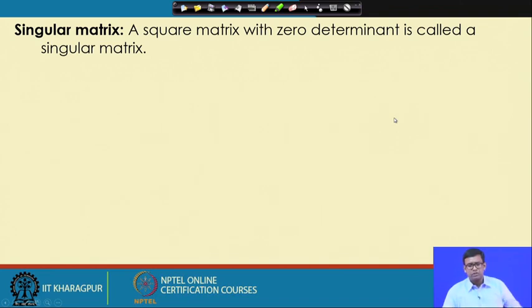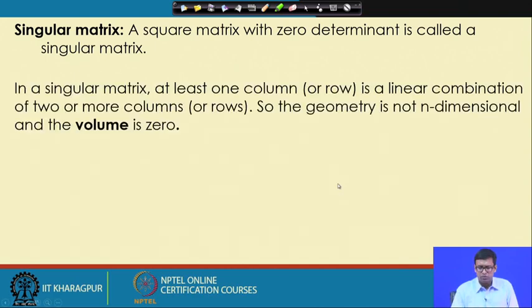A square matrix with 0 determinant is called a singular matrix. In a singular matrix, at least one of the columns or rows is a linear combination of 2 or more columns. So, it never encompasses that n dimensional space. For example, if I have two lines in 2D, where one line is a magnification of the other, it will never make a parallelogram or encompass any area. We can take parallels of these two lines and encompass an area. Therefore, the determinant will be 0.